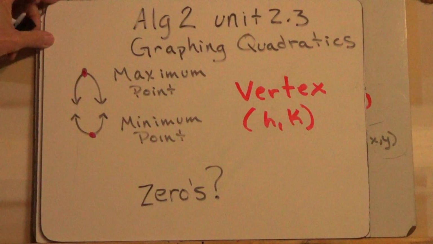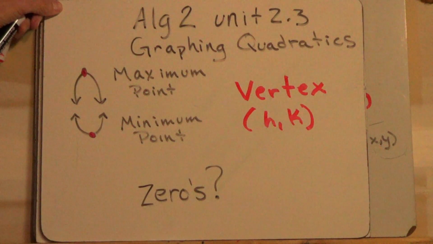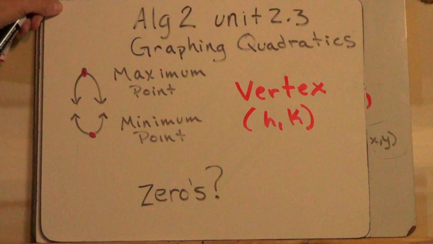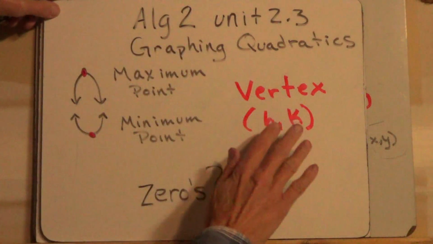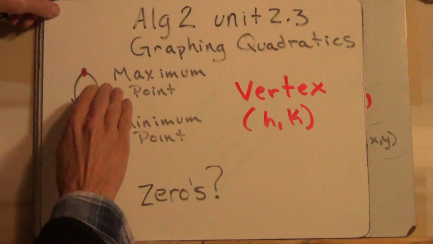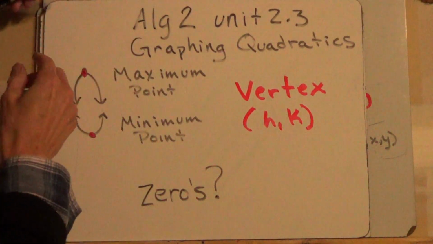Welcome, this is Algebra 2, Unit 2-3, Graphing Quadratics. I am going to be showing you 3 different ways to graph quadratics and 3 different equation formats that you can have quadratics in. This is still dealing with vertex form, HK, and I just want to mention all quadratics have either a maximum point or a minimum point.